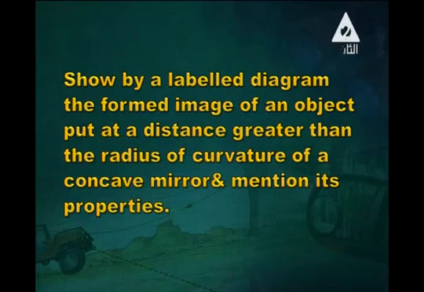We will try to solve some problems together. Show by a labeled diagram the formed image of an object put at a distance greater than the radius of curvature of the concave mirror and mention its properties. The body will be put at a distance greater than the radius of curvature. This body will stand at a distance more than C, which is more than the center of curvature.